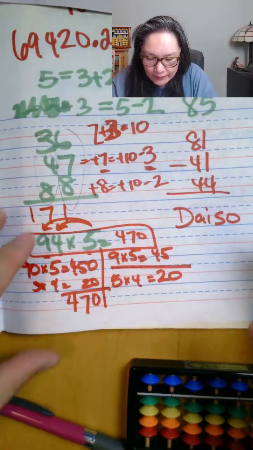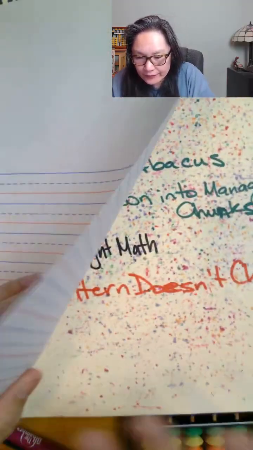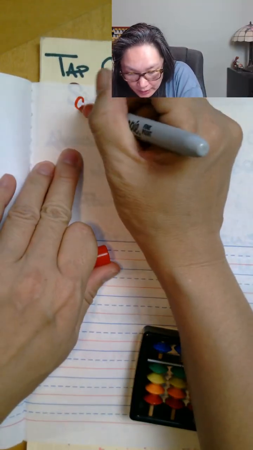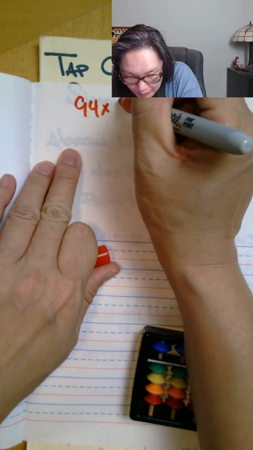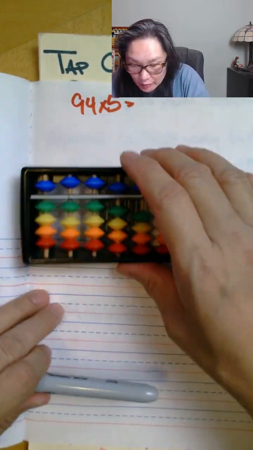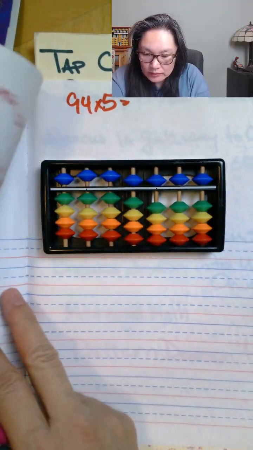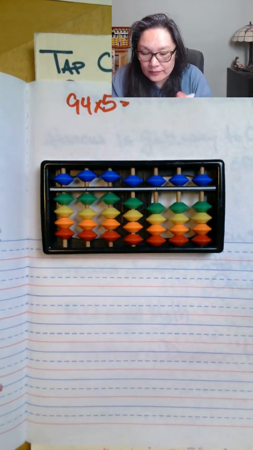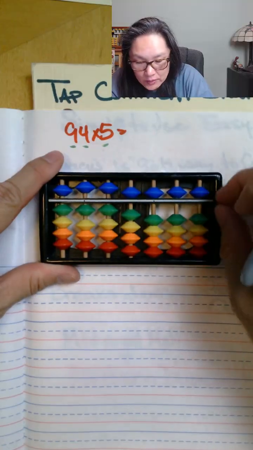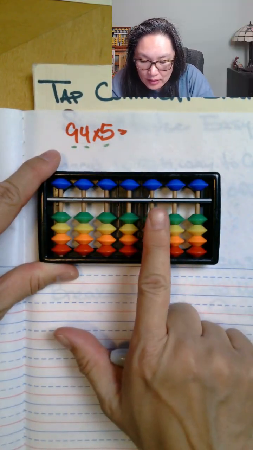Let me rewrite it. 94 times 5. So we count the numbers to find our place value. Easy. 1, 2, 3. That's all we're doing. Why? Because we need to figure out what our place value is for the abacus.